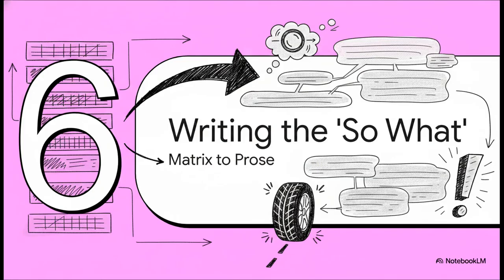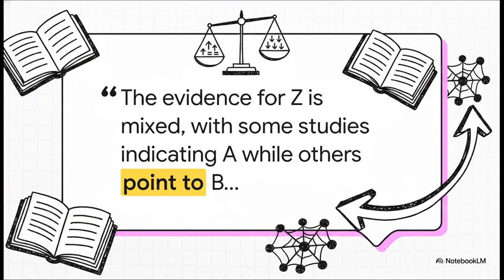Which brings us to our final section, Section 6, writing the so what and translating that matrix into actual prose. This is where the rubber meets the road. We have to take those matrix rows and shift from just saying, here's what happened, to explaining so what. Instead of typing out boring sequences like Smith found X and Jones found Y, expert reviewers use evaluative language. They'll write things like, the evidence for Z is mixed, with some studies indicating A while others point to B. See what that does? It weighs the evidence and actively guides the reader through the conversation happening between these sources.